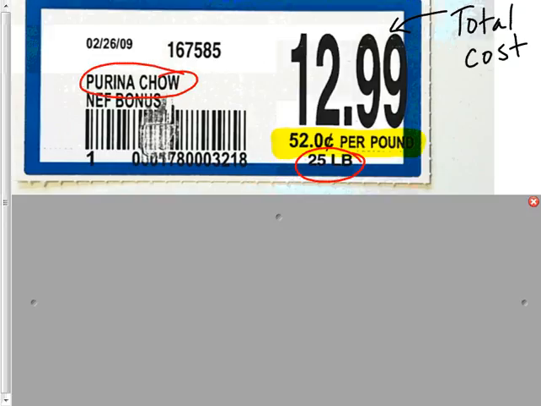The way that they worked that out is they did $12.99 divided by 25, because there's 25 pounds. And if you actually did that on the calculator, you would get this as your answer. Notice that's going to round to 52 cents per pound. So we can see that in this bag of Purina Chow, each pound costs 52 cents.